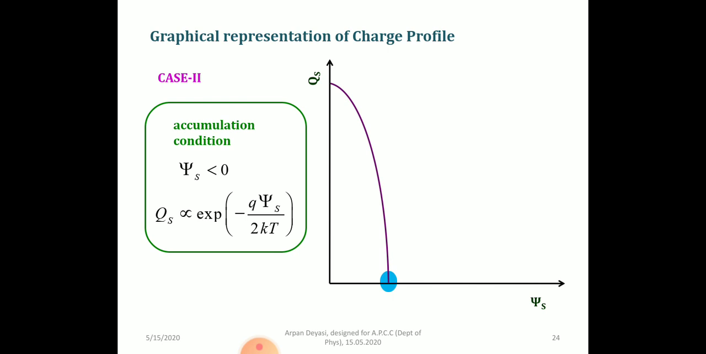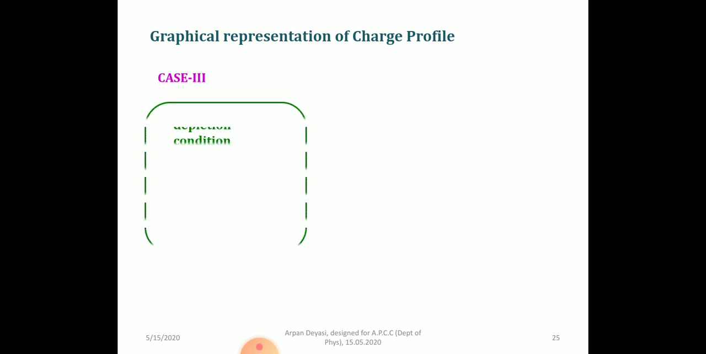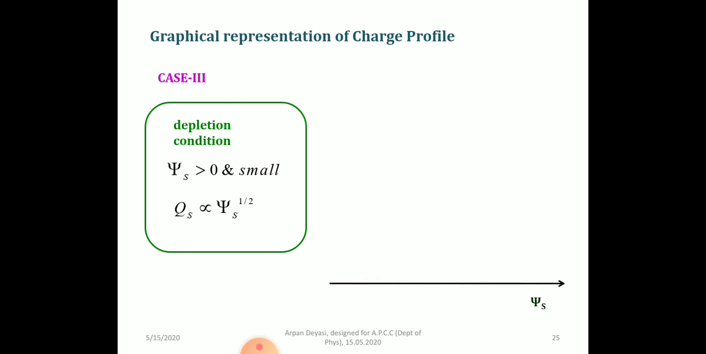Next, I am moving towards case number 3, which is my depletion condition. What is the depletion condition? The surface potential is greater than 0 but small. If it is small, then Qs is proportional to the root of psi s. Now please, this is the surface potential, this is Qs, next comes the flat band point, next comes accumulation. Now if you plot Qs proportional to root psi s, that is the orange line. This is known as the depletion regime, where the charge just starts to increase but does not increase very much.